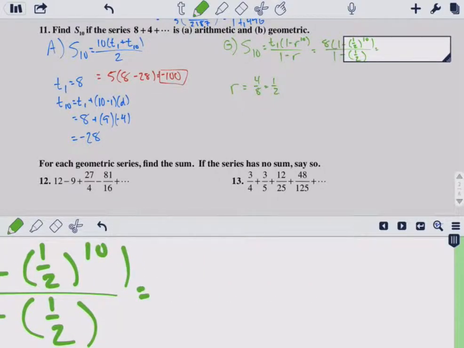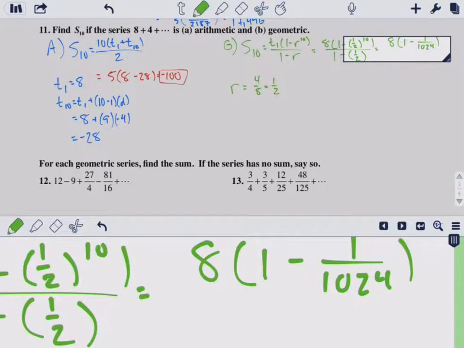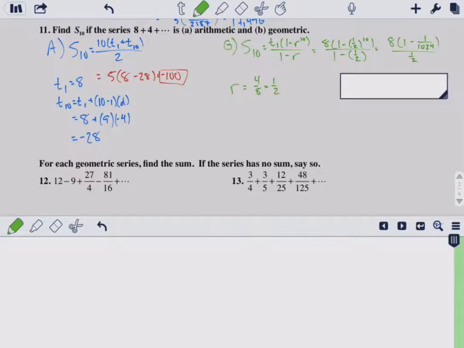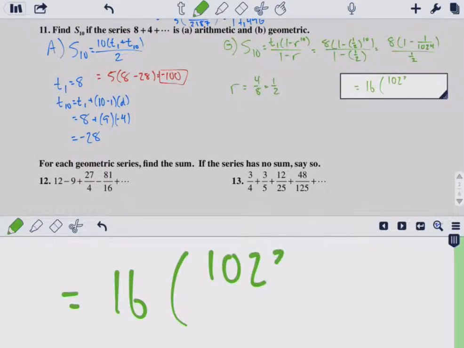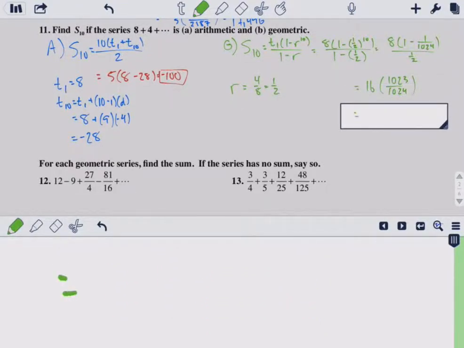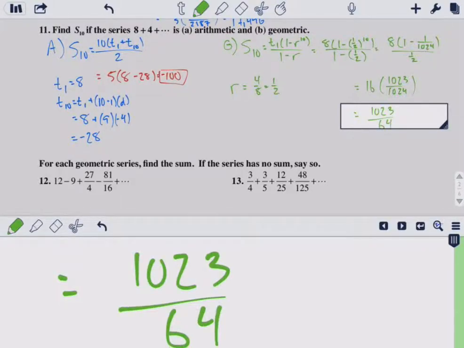Okay, so that's 8 times 1 minus 1 over 1,024 all over 1/2. So that's equal to 16 times 1023 over 1024. And then 1,024 is divisible by 16, so that'll reduce to 64. So I get 1,023 over 64.